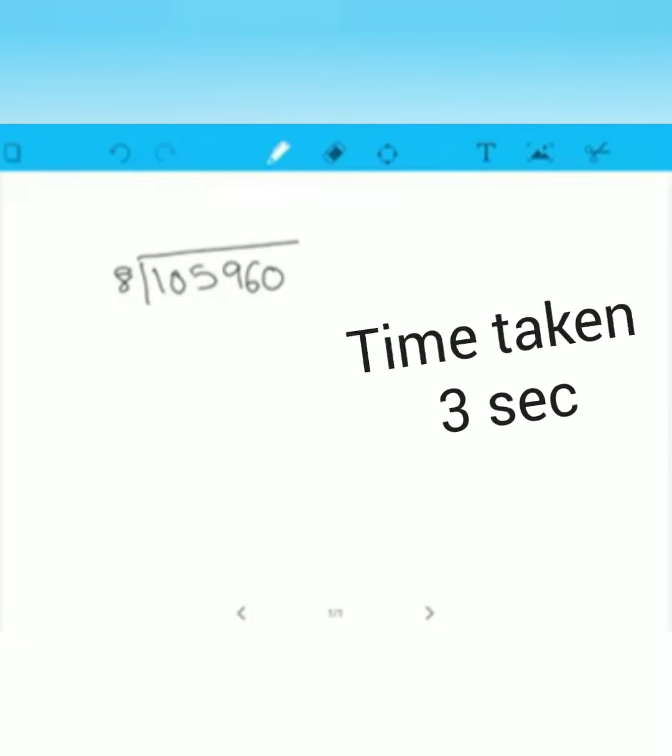Now let's do it with divisibility rules. My mom will now write the question. Now we are going to solve this question and beat the divisibility rule. Okay, 960, 8 times 12 is 96. So yes, it is divisible by 8.